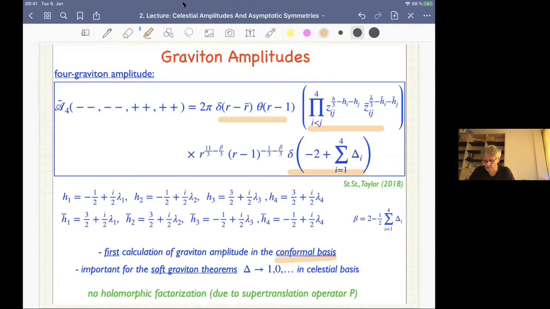And you should have already seen in the gluon amplitude, there's no holomorphic factorization. You see that, for example, this delta function ties holomorphic and anti-holomorphic coordinates. And that is actually related to the particular form of the supertranslation operator. We will come to this. So the supertranslation mixes holomorphic and anti-holomorphic coordinates.